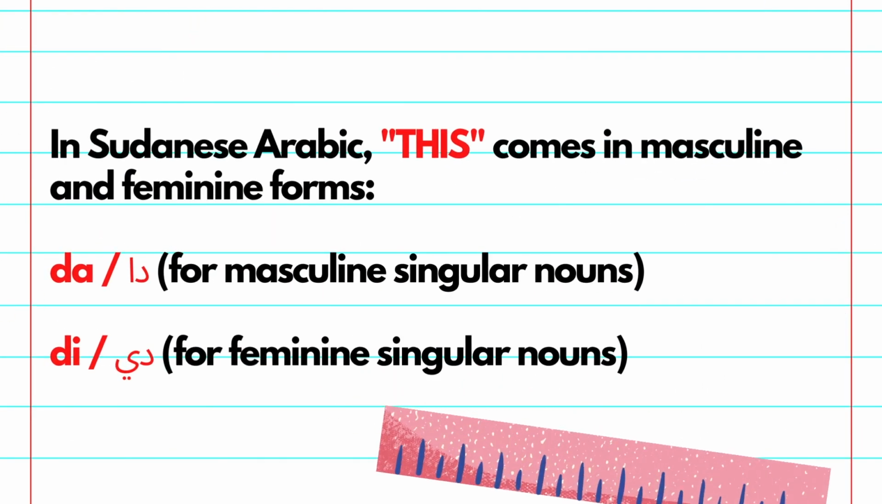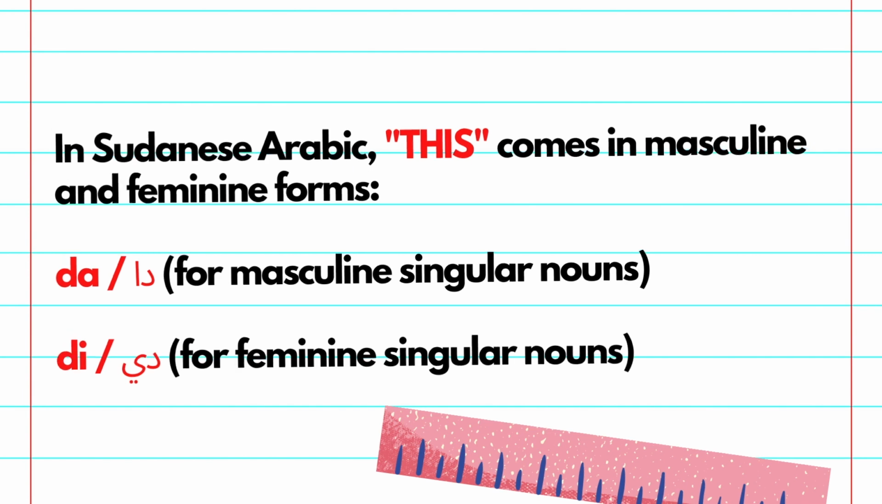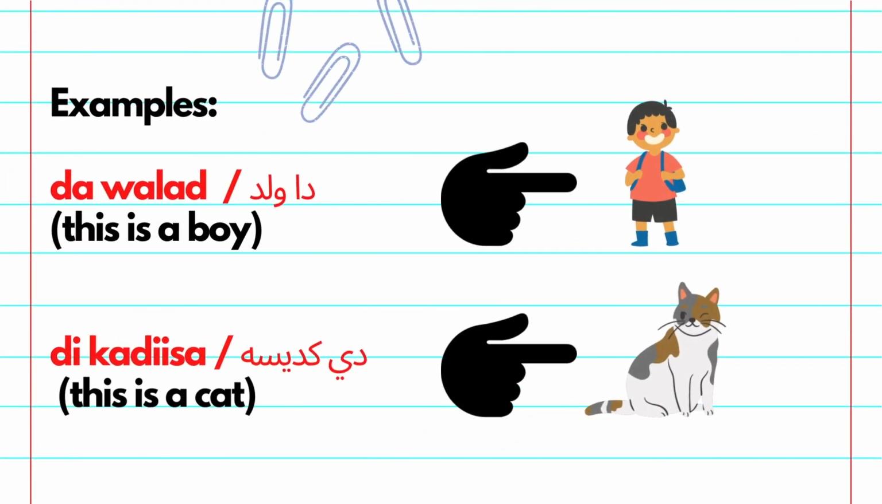In Sudanese Arabic, this comes in masculine and feminine forms. Da for masculine singular nouns, di for feminine singular nouns. Examples: Da walad, this is a boy. Di kedisa, this is a cat. Walad is masculine, kedisa is feminine.